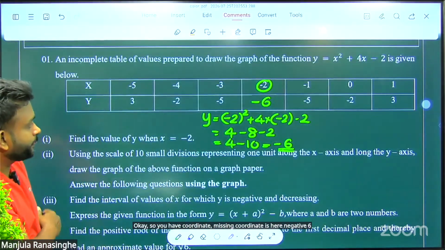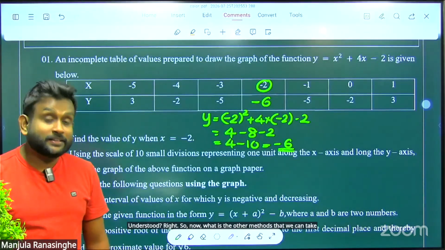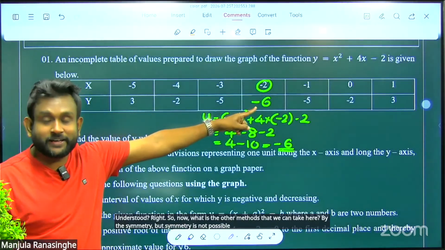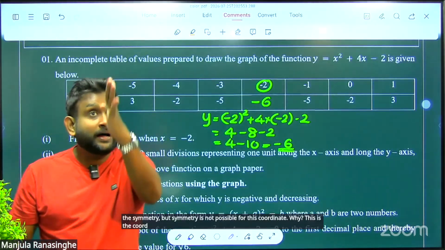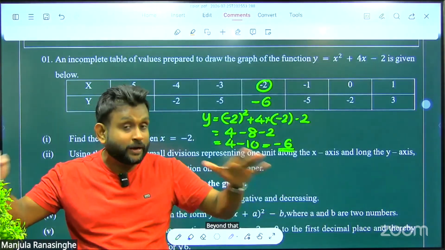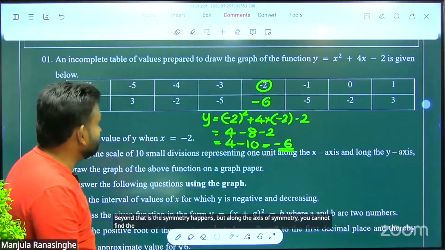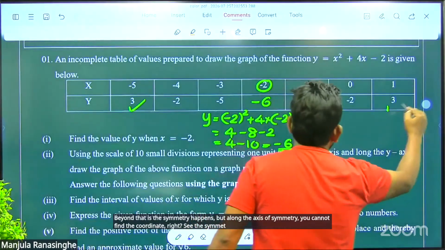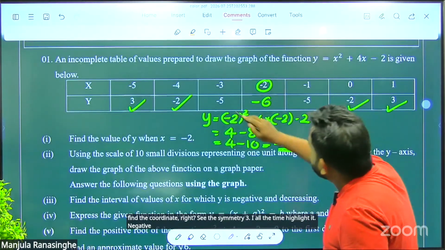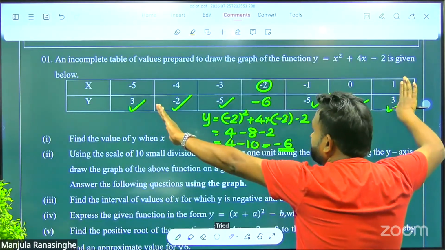Understood? Now what is the other method we could use here? By symmetry, but symmetry is not possible for this coordinate. Why? This is the coordinate where the axis of symmetry lies. Symmetry happens beyond that, but along the axis of symmetry you cannot find the coordinate. See the symmetry: 3, 3; negative 2, negative 2; negative 5, negative 5. Beyond this point, all are symmetrical.